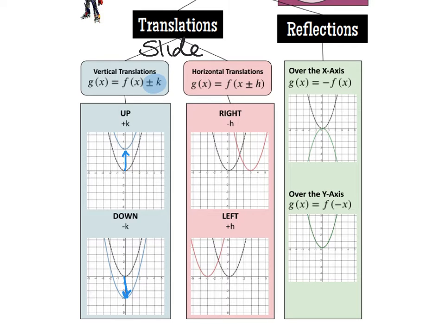Horizontal translations occur inside the function here, so we're going to highlight this plus or minus h. We're adding or subtracting a number inside a set of parentheses, so you will have to add a set of parentheses to the square and add or subtract, but this moves something to the right or to the left. Again, we're just taking that vertex and scooting it over to the right or to the left.